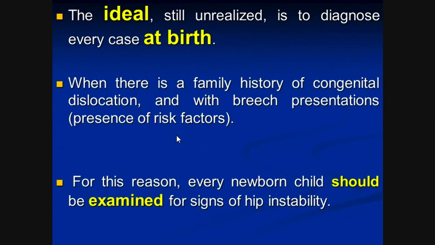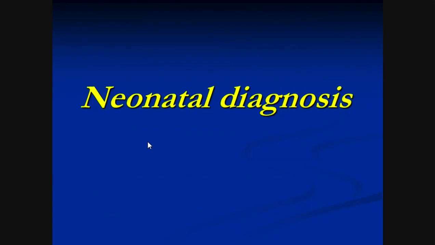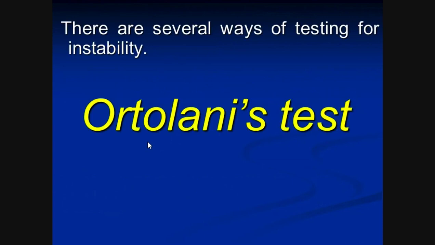When there is a family history of congenital dislocation of the hip and breech presentation, here the risk is increased. We concentrate on these children. For this reason, every new baby should be examined and screened for developmental dysplasia of the hip. For neonatal and early born babies, diagnosis is by a special test called the Ortolani test, and the other is Barlow's test.